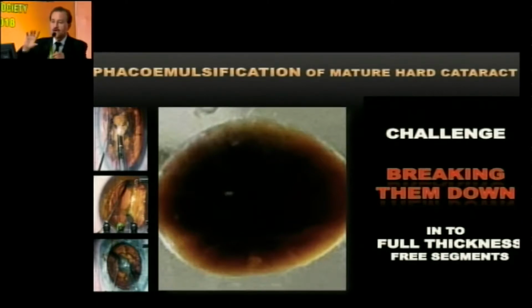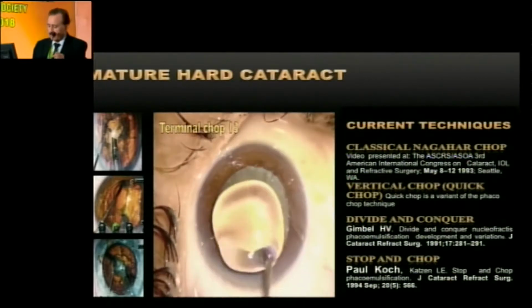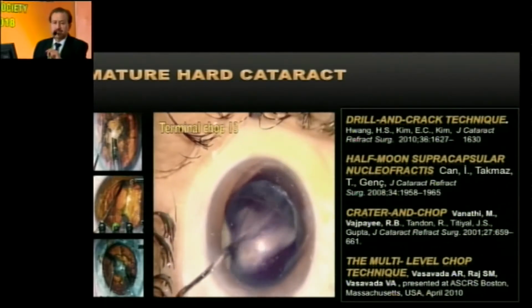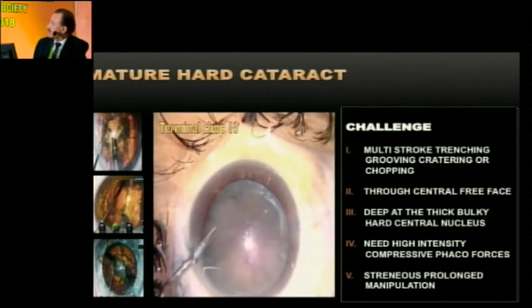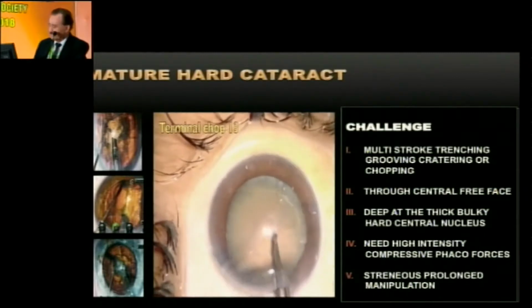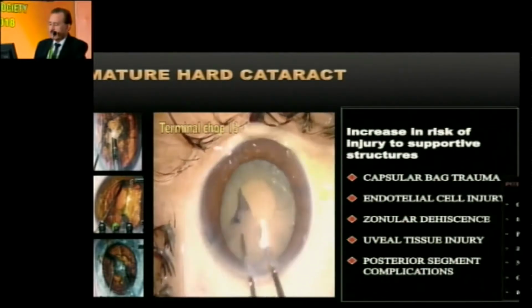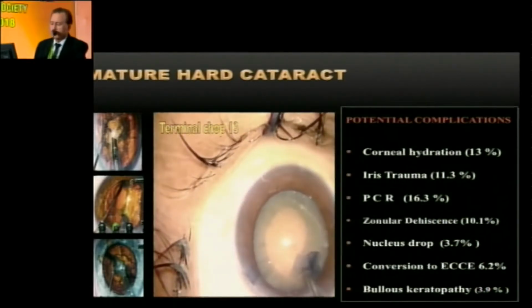But if you are not having the complete separation or complete division of the nucleus, then we tend to struggle. We tend to use a lot of phaco forces and a lot of manipulation in the anterior chamber within the capsular bag, which could endanger many important structures, like capsular bag trauma, endothelial decompensation, and so many things, and you may end up with many of these complications.